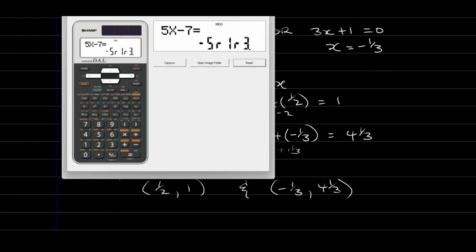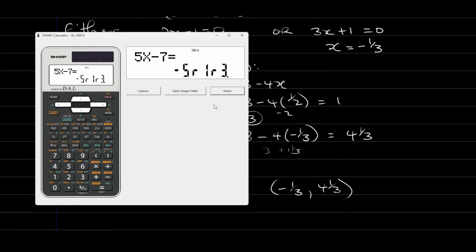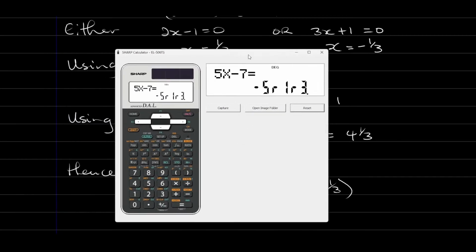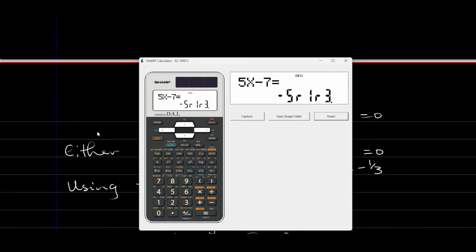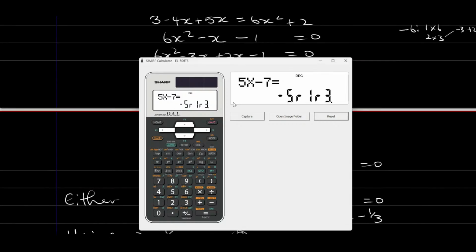And I'm going to try and make sure to show you all the capabilities of your calculator a little bit more often now. First things first, we have to solve the quadratic. So let's go back up to the quadratic. Where's the quadratic? There's the quadratic.